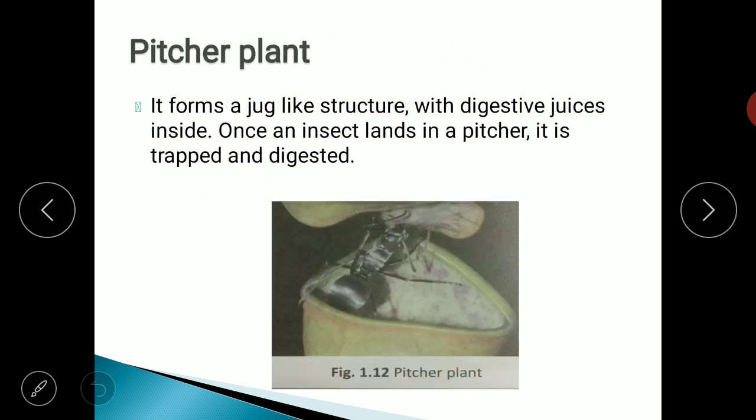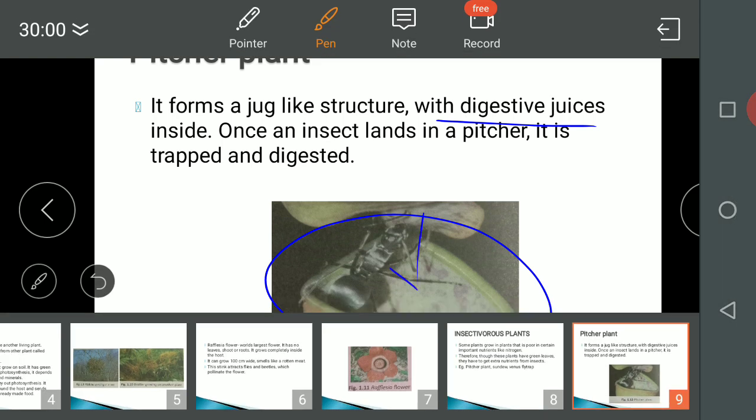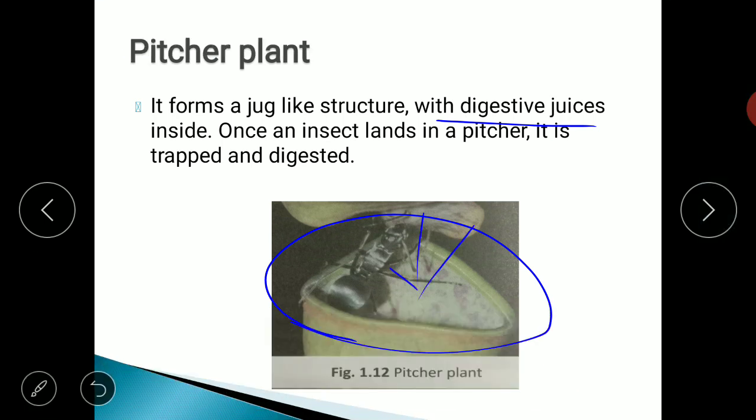This is a pitcher plant. The leaf of the pitcher plant forms a jug-like structure which has digestive juices inside. Once an insect lands on the pitcher, it is trapped. It cannot come out and it gets digested, and the pitcher plant gets the nutrition from the insect.